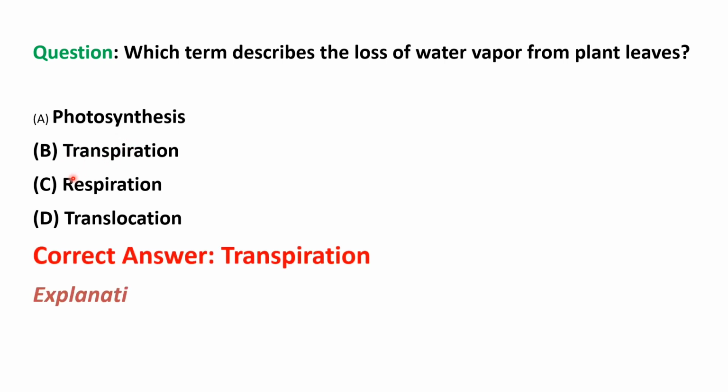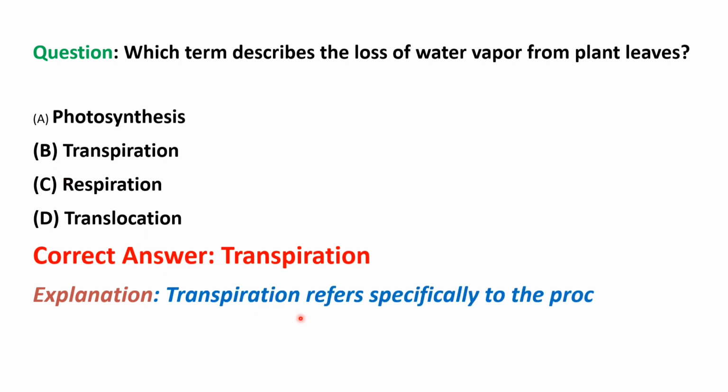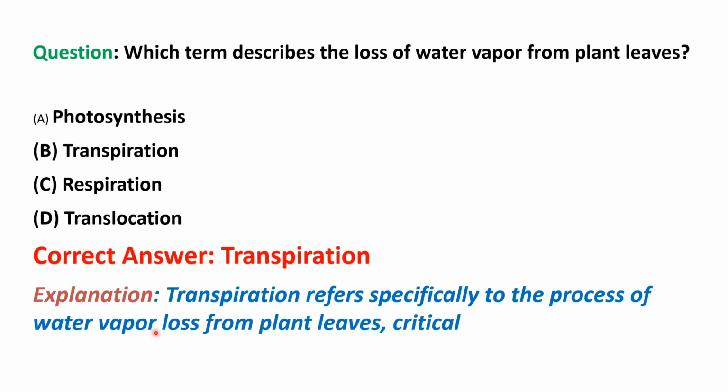Okay, so here is our best explanation that we can give. We all know that transpiration refers specifically to the process of water vapor loss from plant leaves, which is critical for maintaining water transport. So we have now come to the end of our presentation.